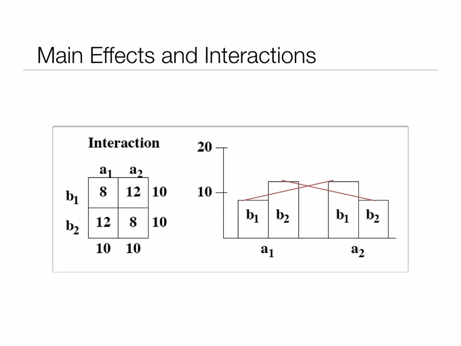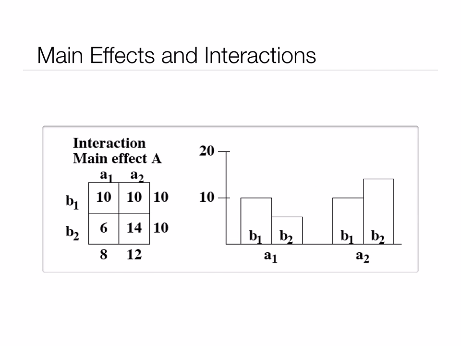Again, we see something different is going on with the individual cells than we see is going on outside of the cells. There's no main effect, but there are differences within the individual cells. This is an interaction and a main effect of A. So again, we have a difference of A1 and A2. 8 and 12 are different. There's no main effect of B. 10 and 10 are the same.